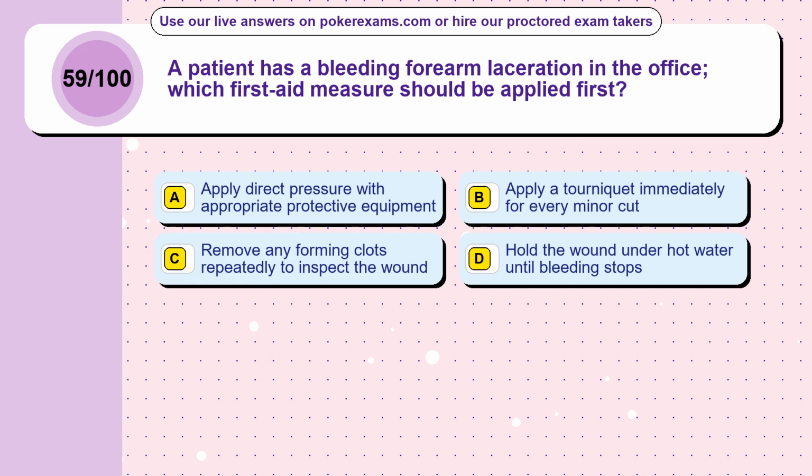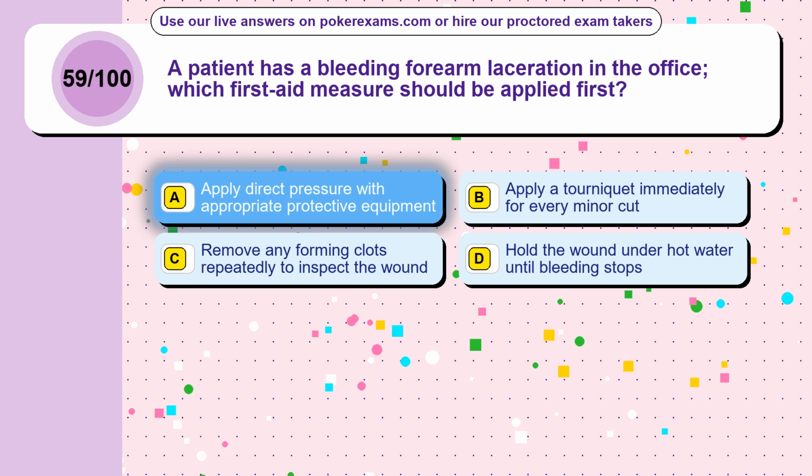Question 59. A patient has a bleeding forearm laceration in the office. Which first aid measure should be applied first? Option A. Apply direct pressure with appropriate protective equipment. Option B. Apply a tourniquet immediately for every minor cut. Option C. Remove any forming clots repeatedly to inspect the wound. Option D. Hold the wound under hot water until bleeding stops. The correct answer is option A.